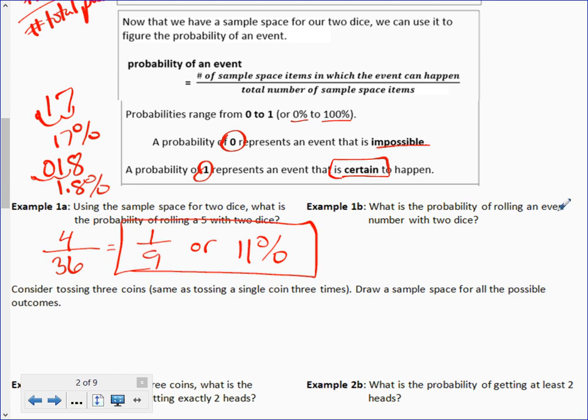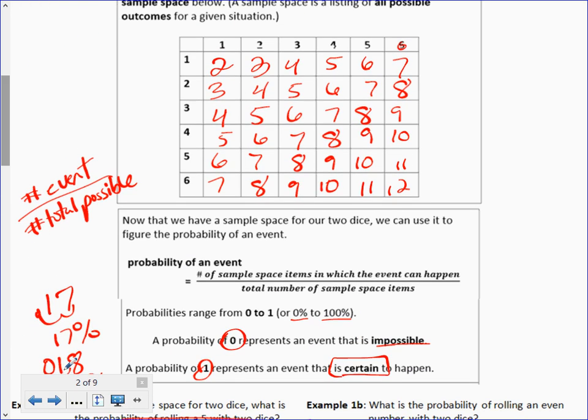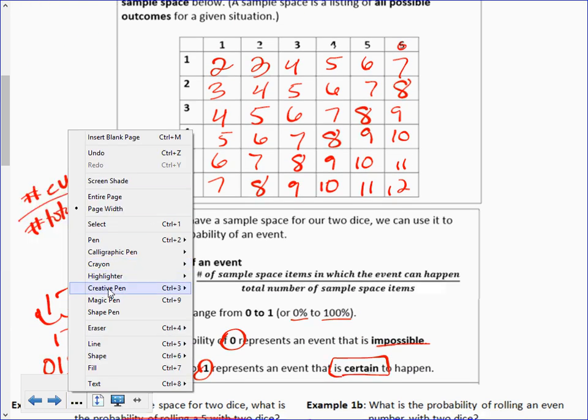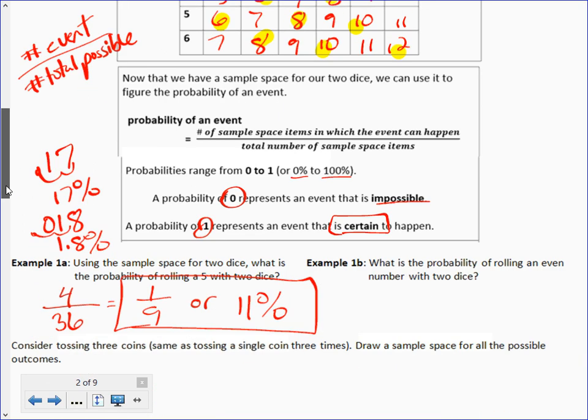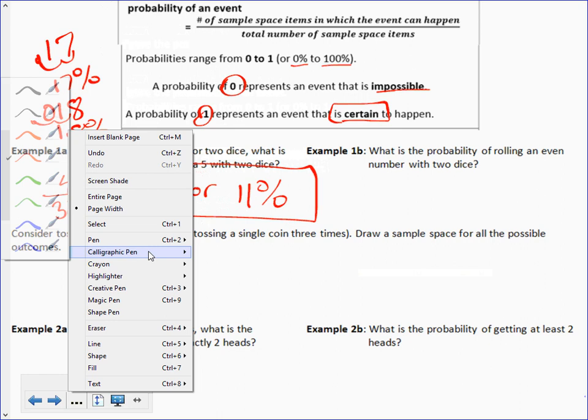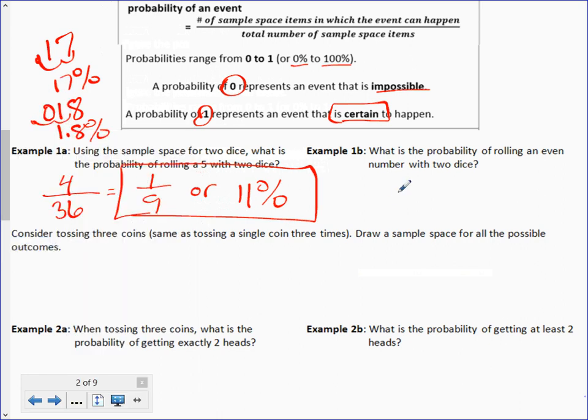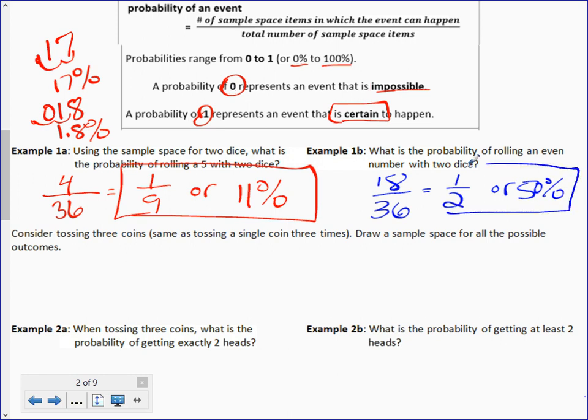Example 2, what's the probability of rolling an even number? So how many of these are even? 1, 2, 3, 4, 5, 6, 7, 8. I agree with you, Cortavius. If you count all of these up, you would get 18. So 18 out of 36. 18 favorable, 36 possible. And I think you can convert 1 over 2 in your head. That's 50%.